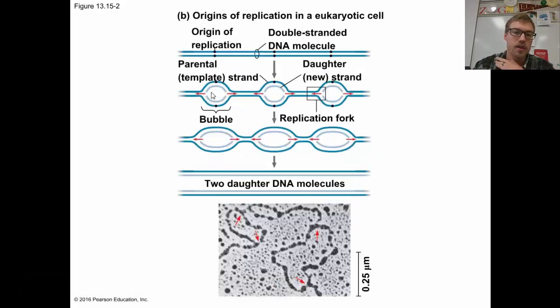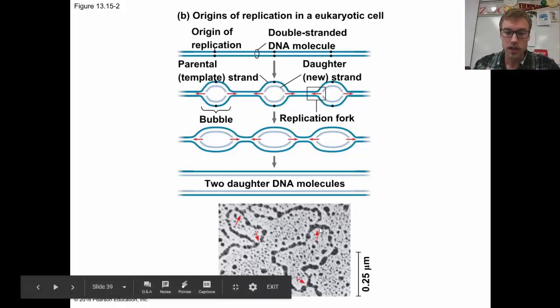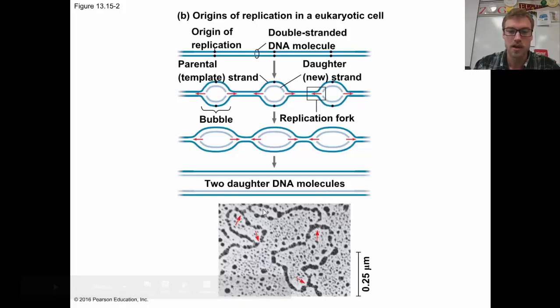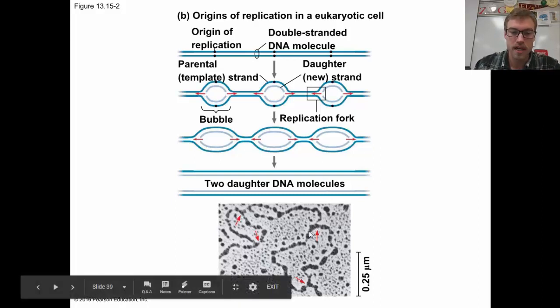In eukaryotic cells, you get multiple bubbles that are occurring along the linear DNA. Remember that prokaryotic DNA is circular, eukaryotic DNA is linear. And so you get multiple of the replication forks and bubbles that are then going to meet up together, and you can see those here.